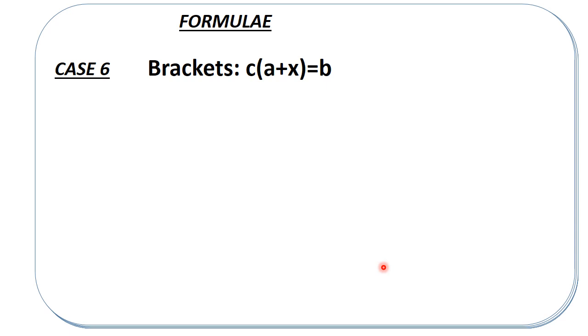Case 6 is an interesting case which involves brackets. So we have C, then an open bracket, a plus x, close bracket. Let me just say that again. C open bracket a plus x close bracket equals b. So how do we handle this case? It's simple. The first problem is we have x, and we want to eliminate everything here apart from x. How do we chase them? We are going to do it step by step. We chase one thing, then we move to another thing.